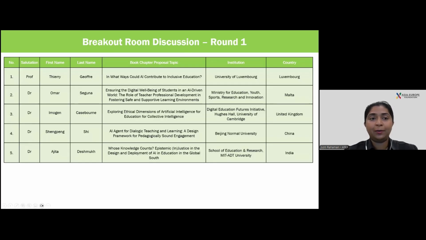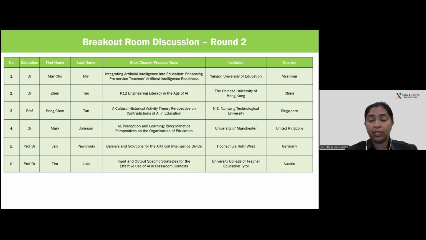So with that, in our first breakout room, in every round we have an Asia-Europe balance. We'll have Professor Thierry Joff, Dr. Romer Sheguna, Dr. Imogen Caseborn, Dr. Shangpeng Shi, also known as Matthew, and Dr. Ojita Deshmukh.